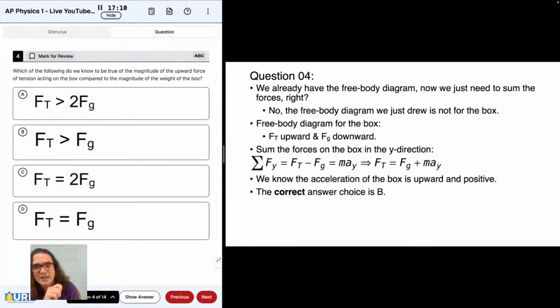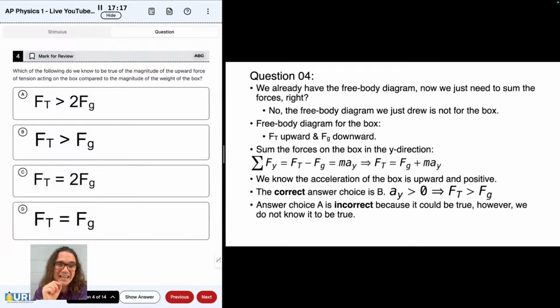The force of tension is greater than the force of gravity. Now, it is interesting to point out that answer choice A is incorrect because it could be true. However, we do not know it to be true. This is an important thing to recognize about the AP exam. Sometimes they're going to have questions like this. It says, which of the following do we know to be true? We know the force of tension is greater than the force of gravity, which means it could be the force of tension is greater than 2 times the force of gravity, but we do not know that to be true because we do not know the acceleration. So again, please be careful.